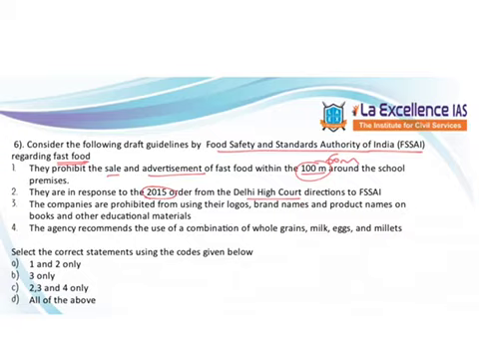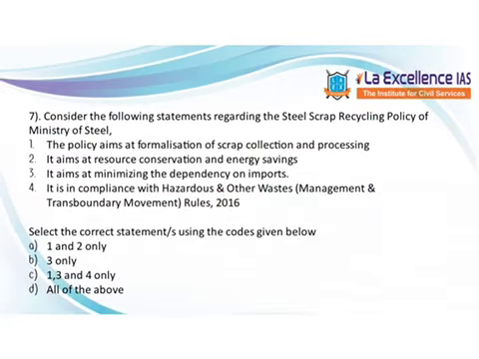Then the third one: companies are prohibited from using their logos, brand names and product names on books and other educational materials. Yes, this is also correct. And the agency recommends a combination of whole grains, milk, eggs and millets so that the child will have a safe and balanced diet. So the answer is, as one is wrong, it is 50 meters. So we have option C. Let's consider the next question.